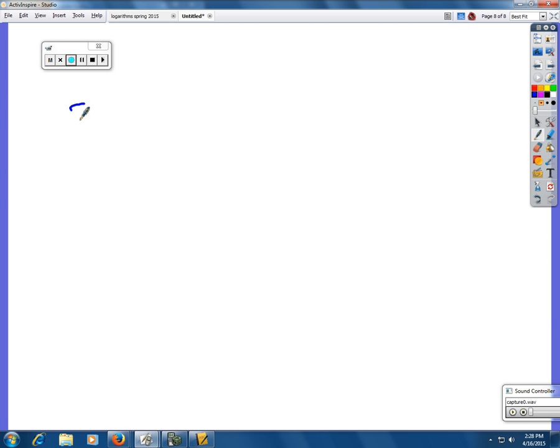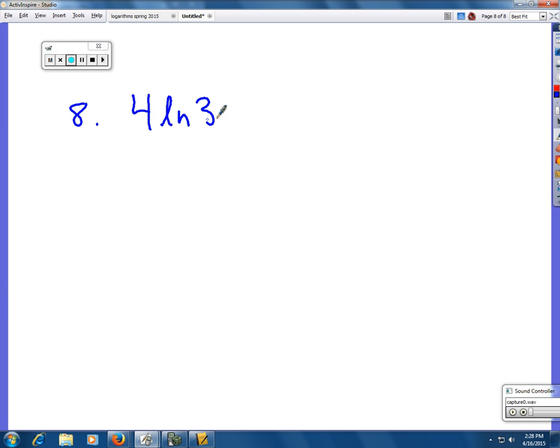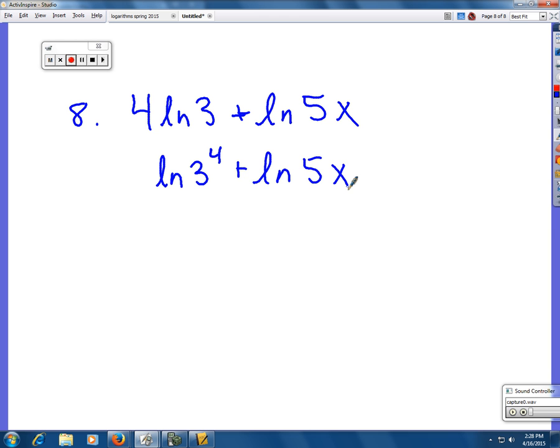Number 8. 4 times the natural log of 3 plus a natural log of 5x. So I have two properties again. I have the power property and I have the product property. So I'll start by doing my power. So natural log of 3 to the 4th power plus natural log of 5x. And 3 to the 4th power is 81. So natural log of 81 plus natural log of 5x.